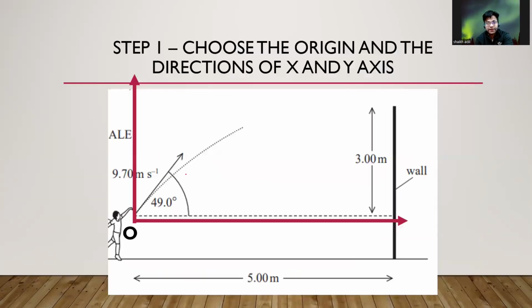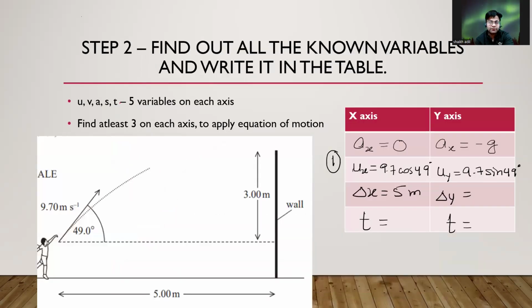So let's apply the technique. Step 1 would be to choose the origin. The point from where the ball is thrown would be called the origin. The horizontal will be taken as the x-axis and the vertical will be taken as the y-axis. Now after that we are going to do step 2.